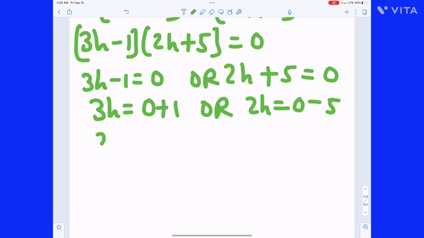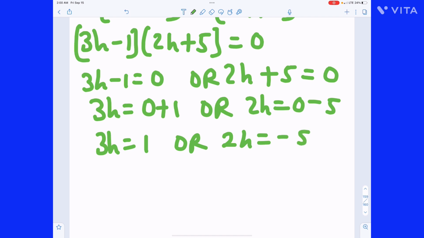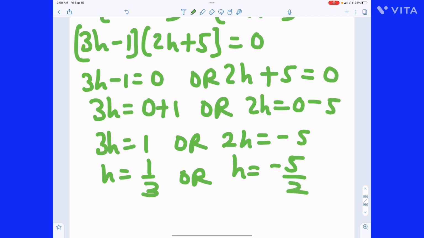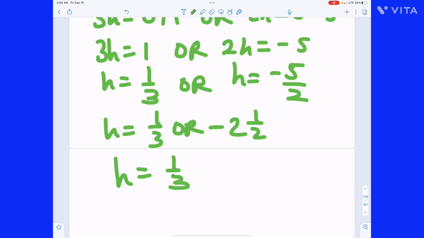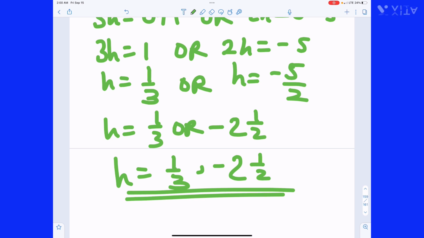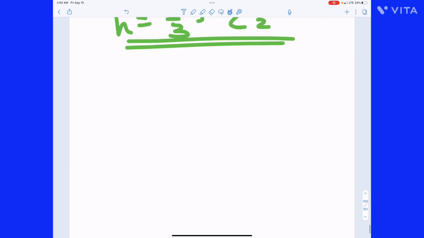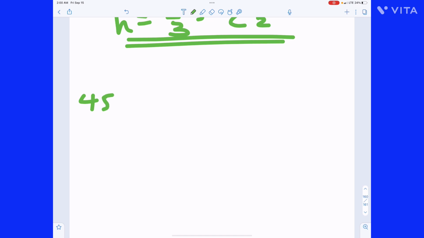What does that give you? 3h is 1, or 2h is minus 5. h is 1 over 3, or h is minus 5 over 2. That means h is 1 over 3, or minus 2 and a half. So h is 1 over 3, comma, minus 2 and 1 over 2.